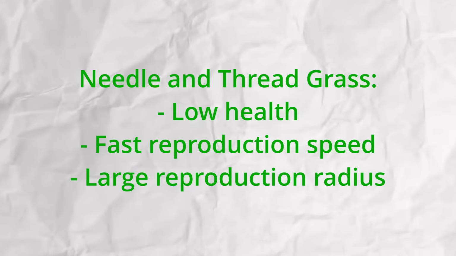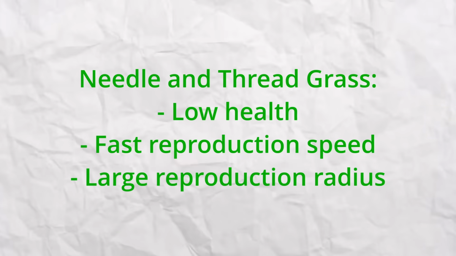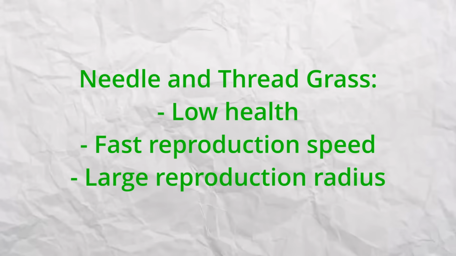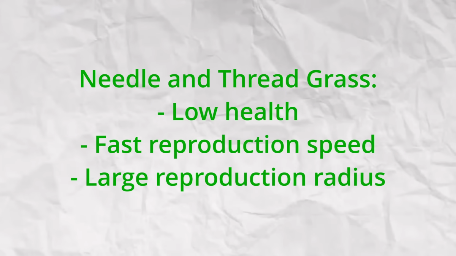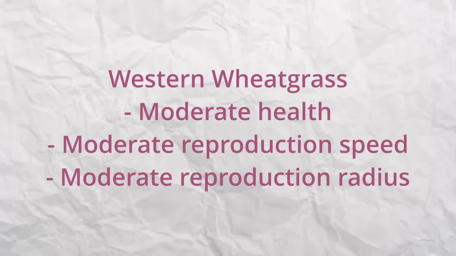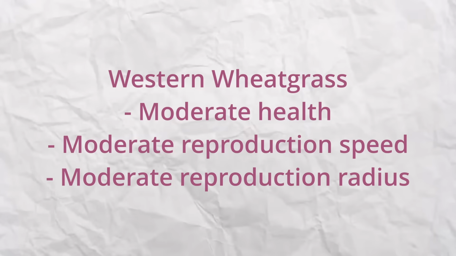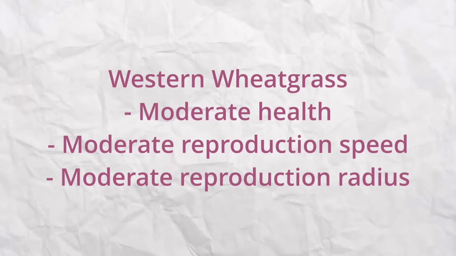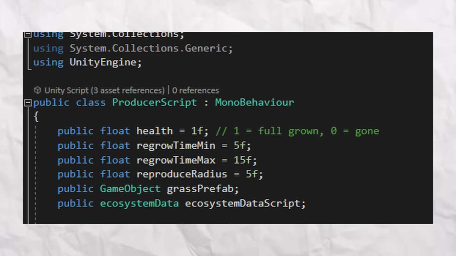The second grass in Yellowstone is needle and thread grass, which is known for having a low amount of health, but it's very fast at reproducing and it has a large reproduction radius. The last grass is moderate in both, which is western wheatgrass, has a moderate amount of health and a moderate reproduction rate and radius. Now that we have the prefabs for each producer in Unity, let's write the code behind them to model their behavior.